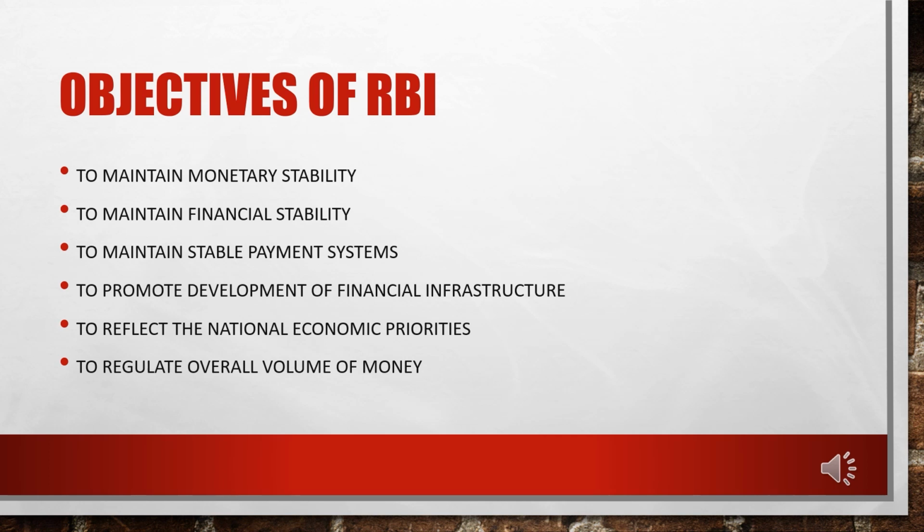So, as the responsible authority for smooth conduct of monetary policy, RBI always ensures that the monetary stability of the economy is maintained. Whenever you talk about monetary stability, we're talking about price stability. So the basic objective of RBI is to make the price level stable, that is, in a particular period of time in a particular country. So this is the first objective for which the RBI was established.